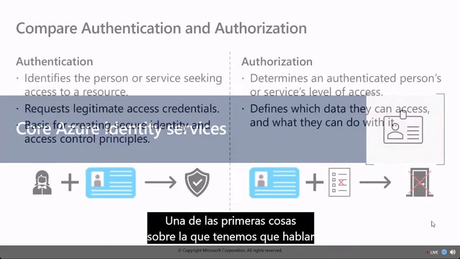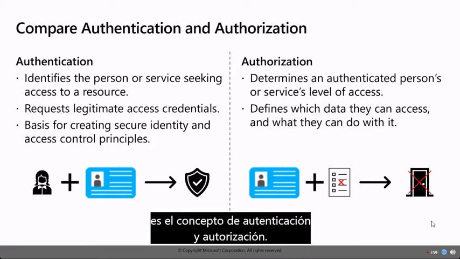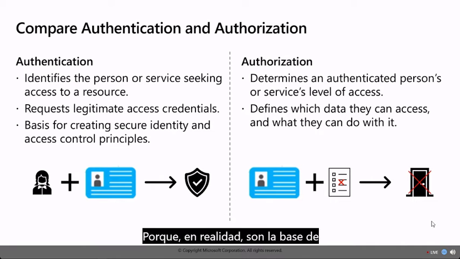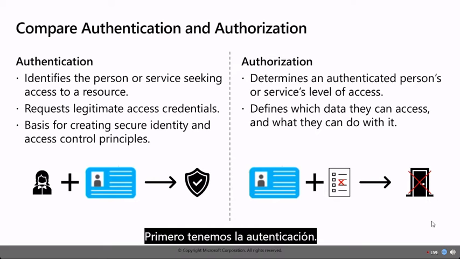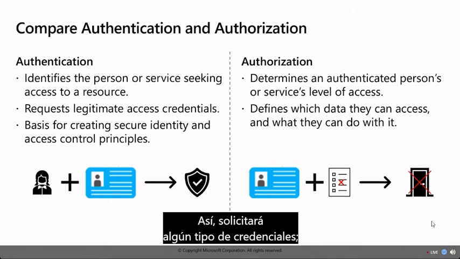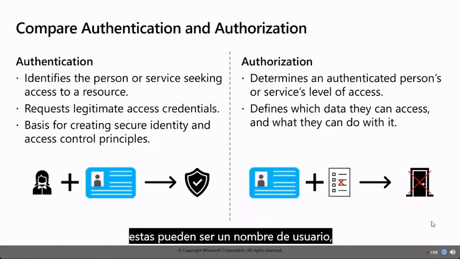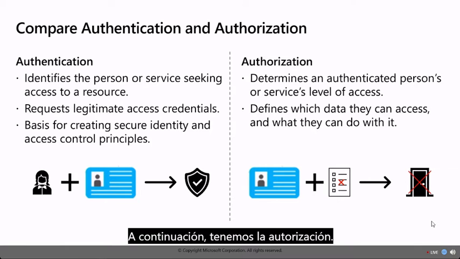Now, one of the first things that we need to talk about before we can talk about anything with identity services is the concept of authentication and authorization, because really, they're the foundation of all of the different identity services that are available. So first, we have authentication. What it does is identify that the person is who they say they are. They're going to request some type of credentials, and this could be a username and password, but really this is creating their identity.